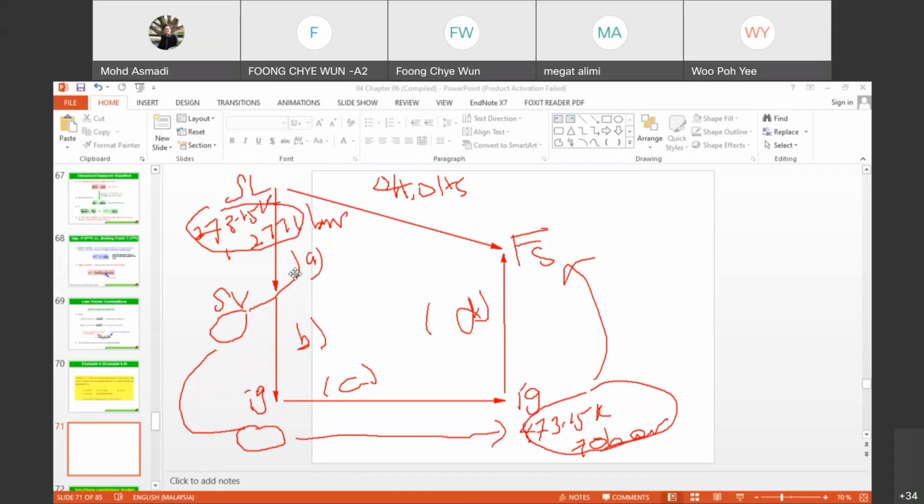Why? No, this is just a change in the phase. If it is a change in the phase, what is it? Change in the phase, no change in the temperature. This one is change in the temperature. Latent heat. Yes, it is a latent heat. So if you deal with latent heat, what equation do you have to use?